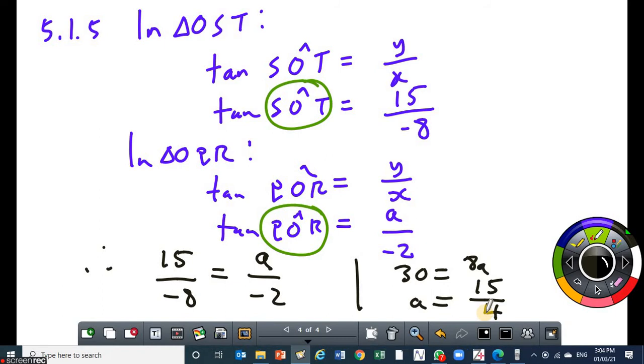Okay. If you decide to divide this tan SOT by tan POR, you must get an answer which is equal to 1. Because remember, we say this angle and that angle are what? It would work too. Because tan SOT divided by tan POR will give you 1. Then you divide these two together. So you simplify them, you are going to come back to them.